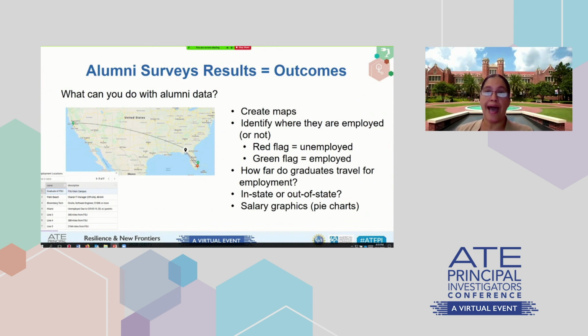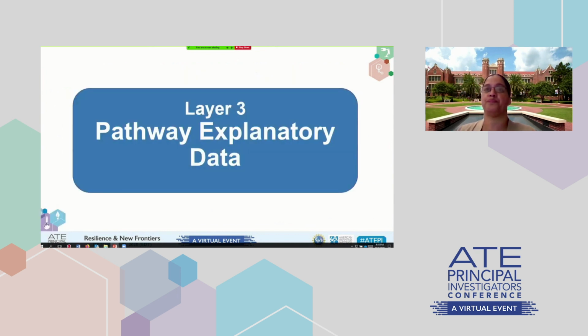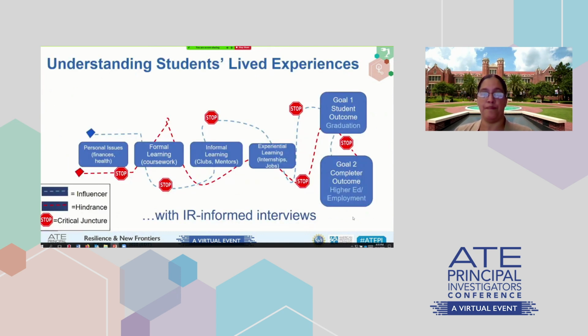And of course, the flag that you see here is the institution they all graduated from. So layer 2 has additional benefits for tracking student employment outcomes. And that is also very important these days with accountability, et cetera, of higher ed institutions and what we're doing, what our graduates are doing. Layer 3 involves the collection of pathway explanatory data. So let's look at that.